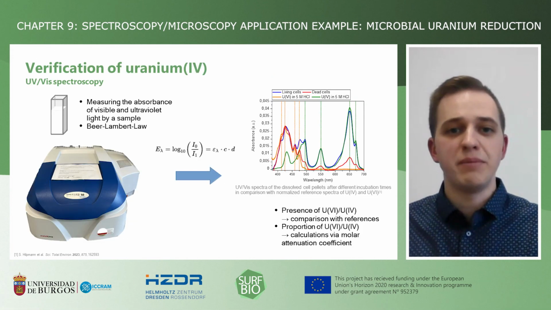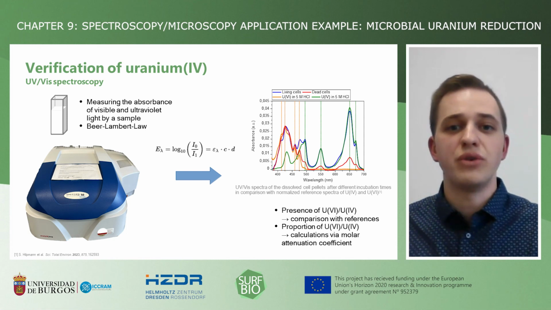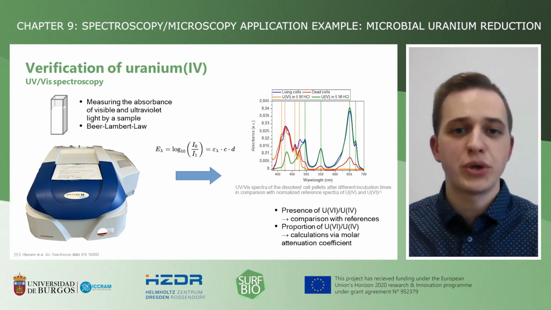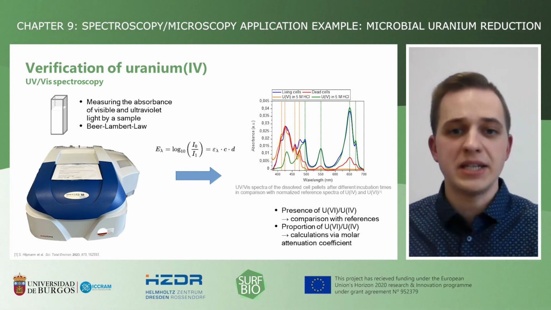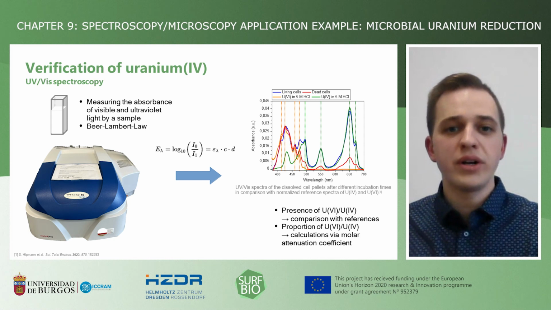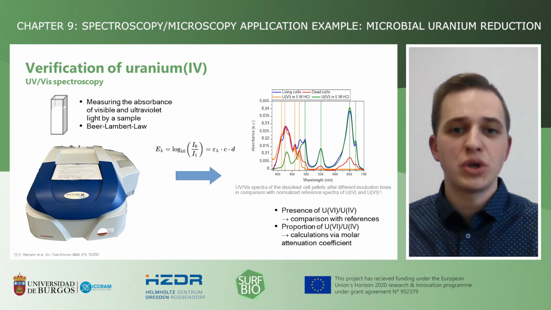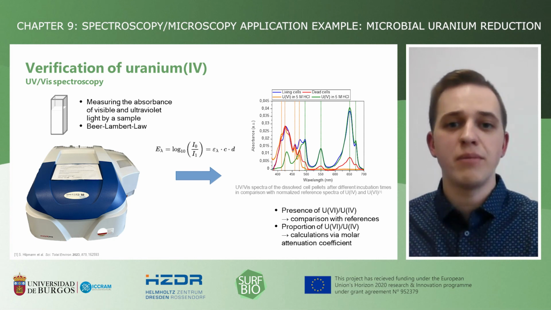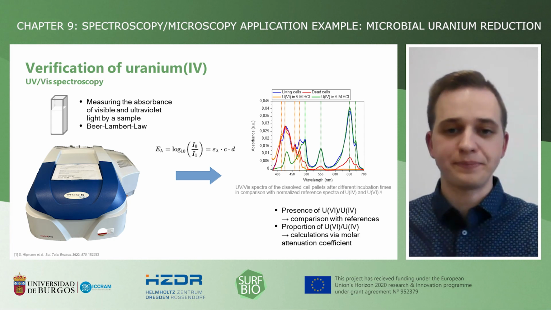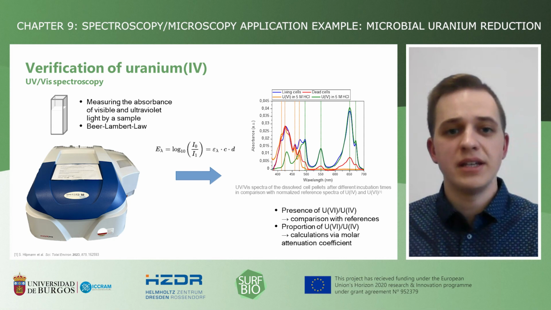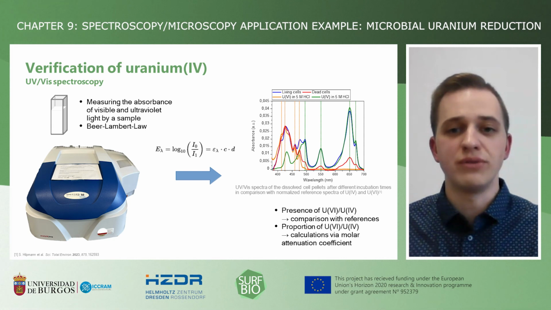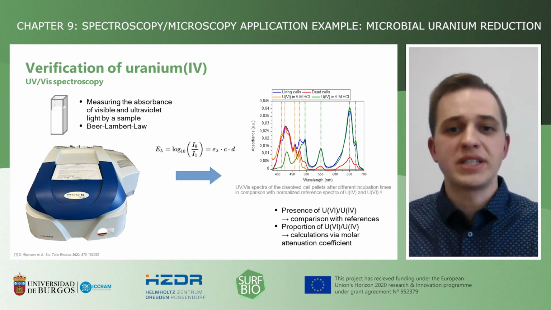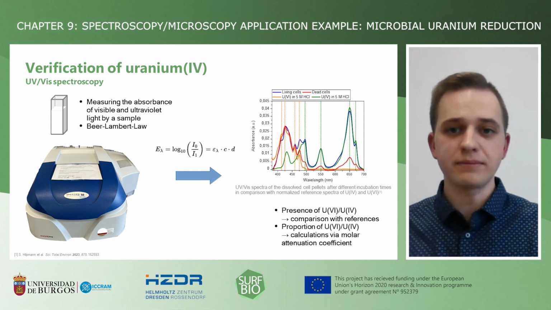UV-Vis spectroscopy can be used to verify the presence of uranium-4 in the samples. This method measures the absorbance of visible and ultraviolet light by a sample. According to the Beer-Lambert law, the absorbance depends on the concentration of the sample, the path length, and the molar attenuation coefficient. Using this method, it is necessary that the uranium is dissolved in solution, which can be done by a dissolution of the cell pellet in, for example, hydrochloric acid.